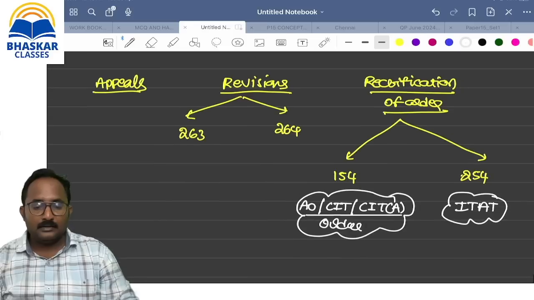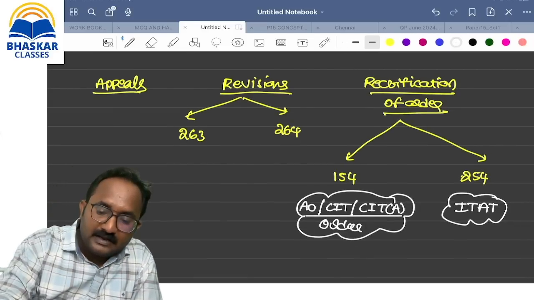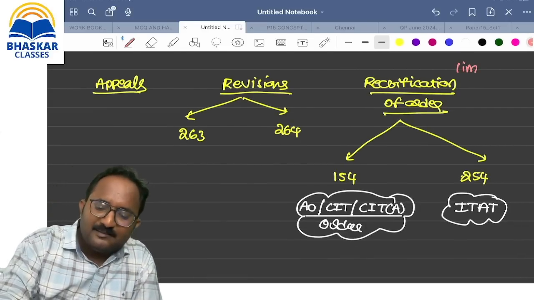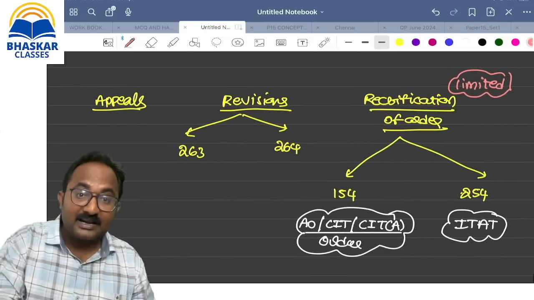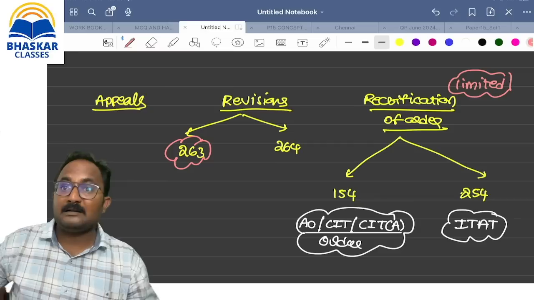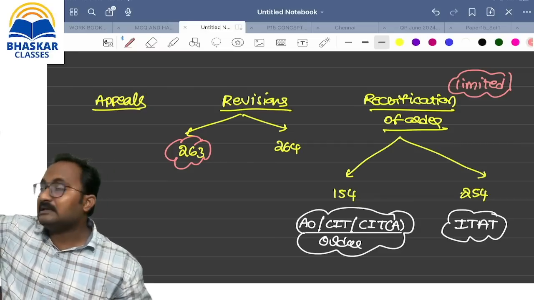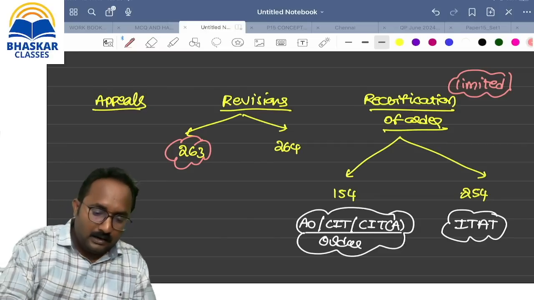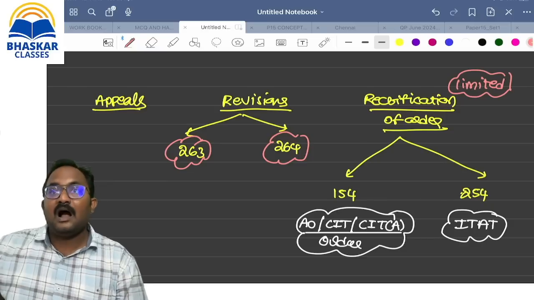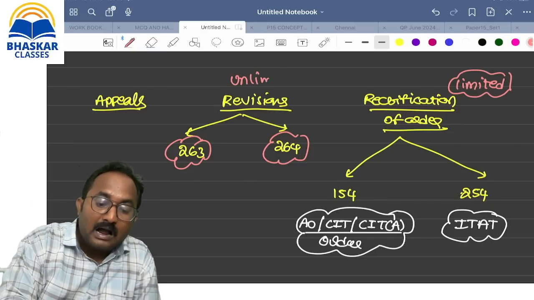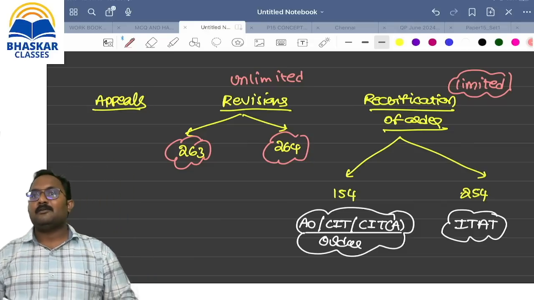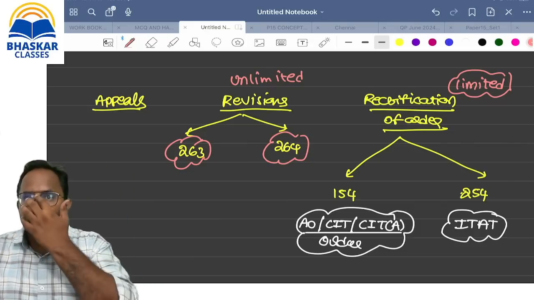Now, I want to know. Sir, the power here is very limited, sir. Why? Mistakes only you can rectify. You can't change the content of the order. But in revision, ma'am, if any order is against the department, we can turn that order in favor of whom? Department. If the order is against the SSC, we can change the order in favor of whom? SSC. Now here, the powers are what, ma'am? Unlimited. Are you clear?